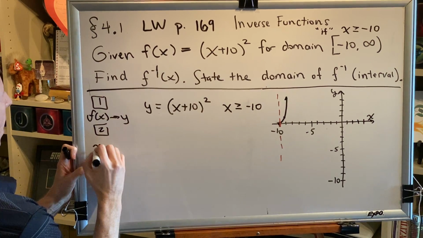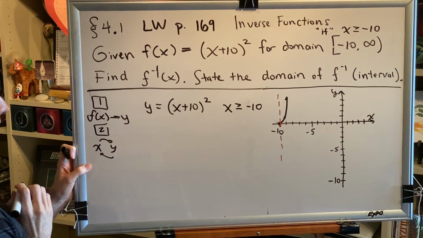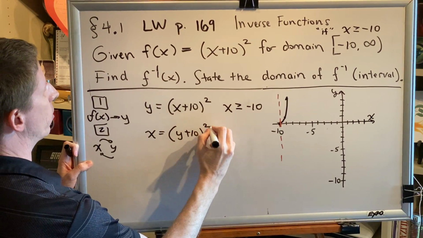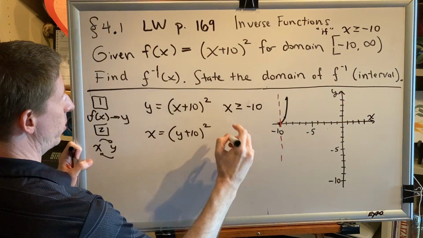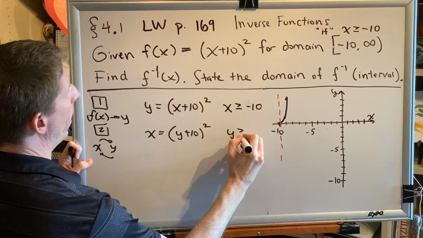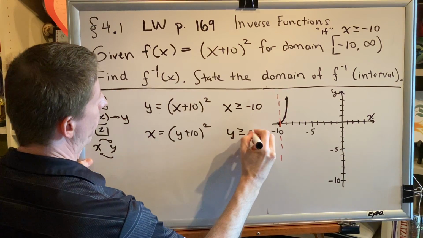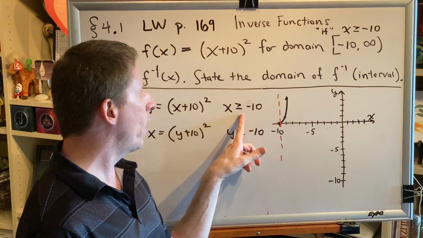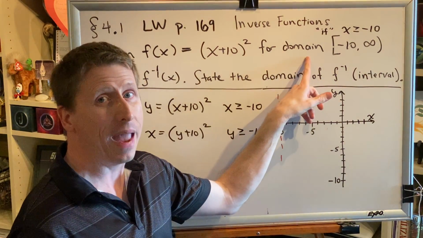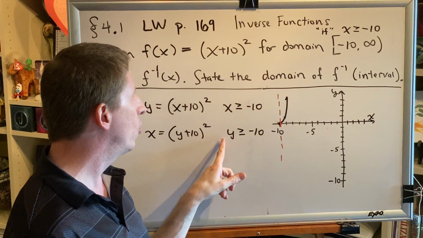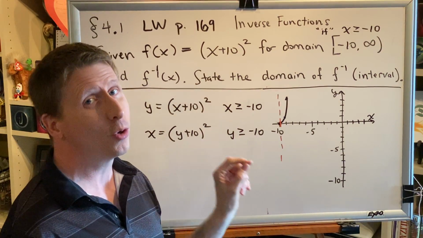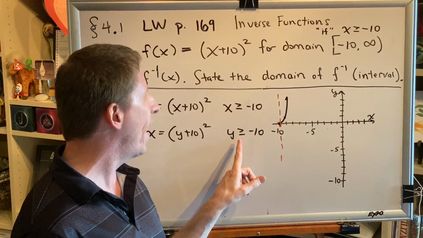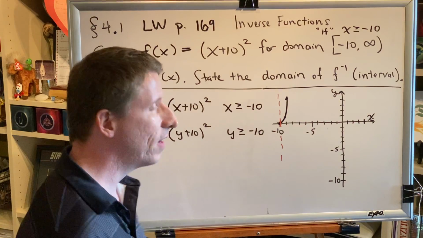Step 2, turn all x's into y's and all y's into x's. So then we'll have x equals, parenthesis, y plus 10, close parenthesis, squared, and even this x gets turned into a y. So now we're going to have y is greater than or equal to negative 10. This is worth talking about for just a moment. X greater than or equal to negative 10 was a domain restriction. But when you turn x into y, it turns domain into range. And so now our problem has a range restriction. Y has to be greater than or equal to negative 10.